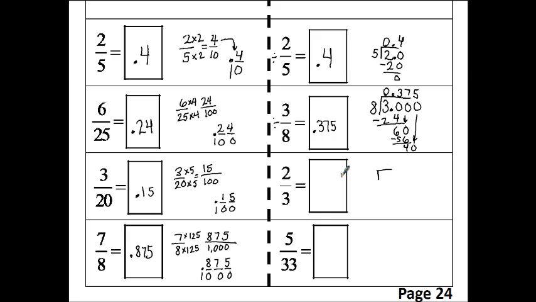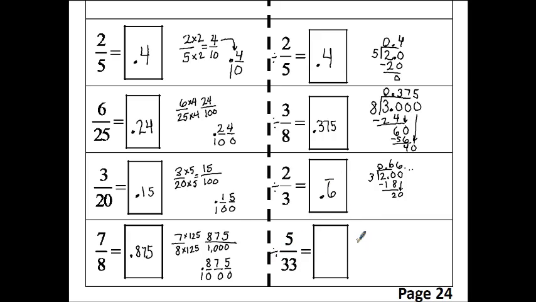2/3, I can't multiply 3 by anything to get 10, 100, or 1,000, so I have to do division, unless I remember what this is, because we'll see it often. Now 3 goes into 20 6 times. 6 times 3 is 18, with 2 left over, bring down the 0. And 3 goes into 20 6 more times, so we see this actually repeats. And we write that repeating 6 with a bar over top.